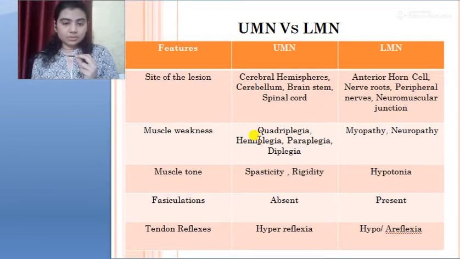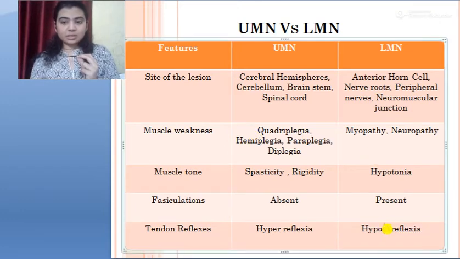Now, fasciculations. In UMN, it is absent. In LMN, it is present. The reason that in LMN the fasciculations are present is because as the muscle is getting hypotonia, the muscle will lose the contraction, and the receptors on the muscle will become hypersensitive to the acetylcholine neurotransmitter. So when the patient is trying to perform the movement, at that time those ACh sensitive receptors will start excessively working through the action potential, and that's why it will have fasciculations. So in LMN the fasciculations will be present.